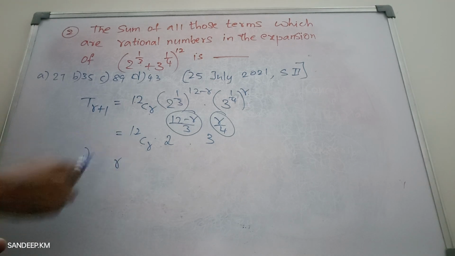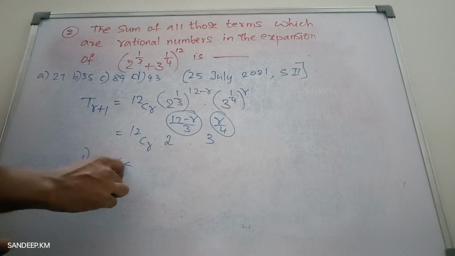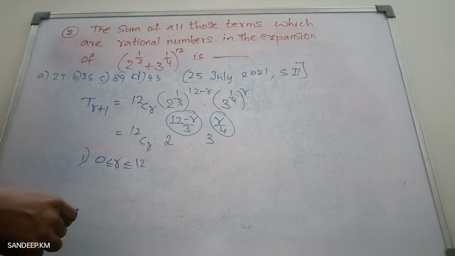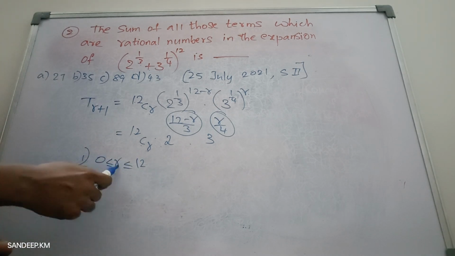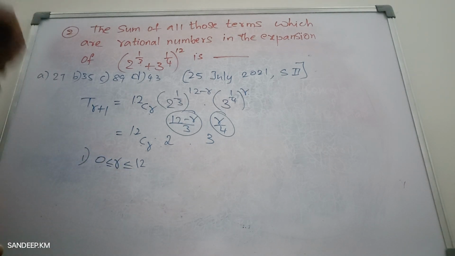From 12Cr, it's very much clear that r is greater than or equal to 0 and less than or equal to 12. That is the condition of nCr, right? So the r value is from 0 to 12. It can be any integer from 0 to 12. Remember, r is an integer.